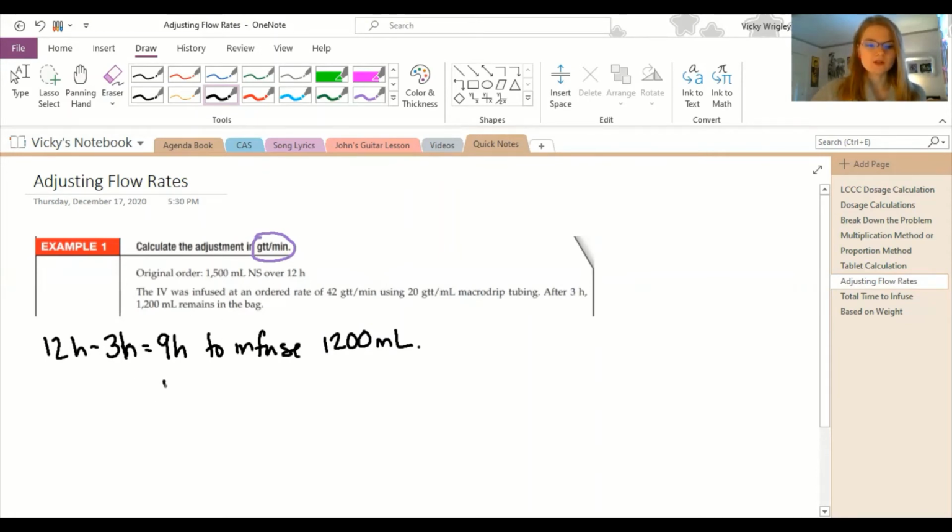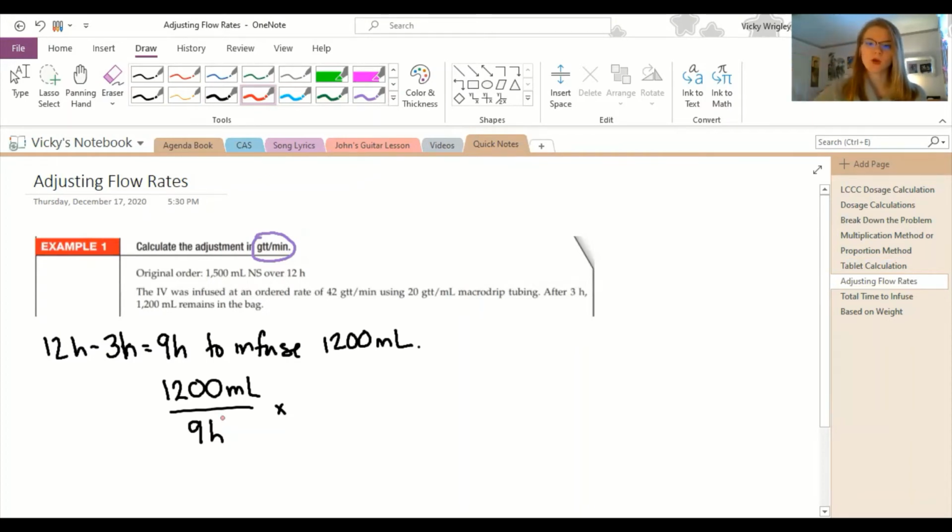So our desired dose is 1,200 milliliters inside of 9 hours. Now I need to multiply by a conversion factor to get me to the amount to administer. I need to get myself to drops per minute. What are the relationships that I can find? So I have milliliters on the top here, 1,200 milliliters, and I'll need to change that into drops. And then I have hours on the bottom, and I'll need to change that into minutes.